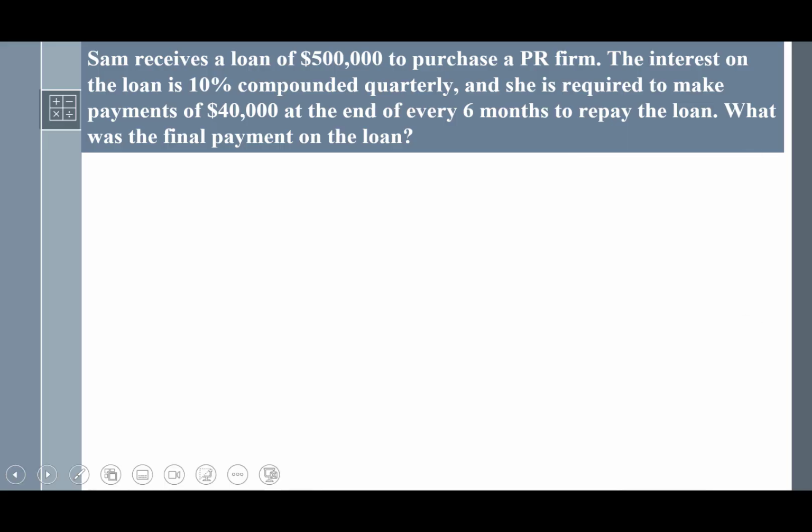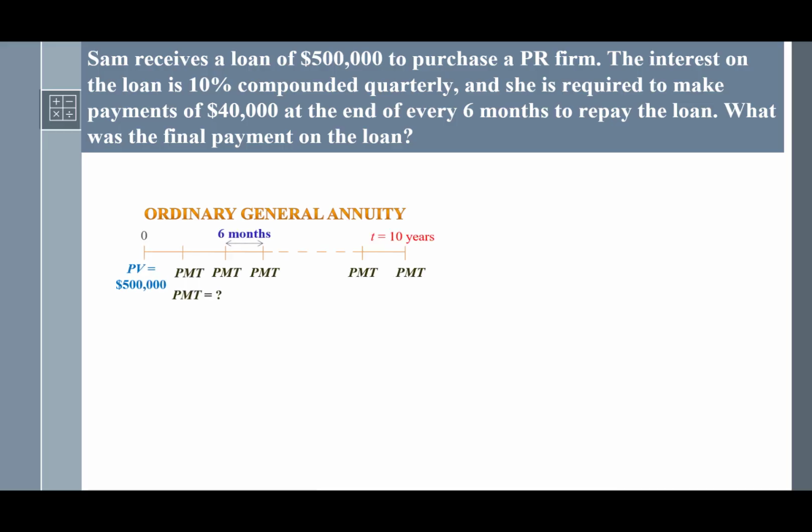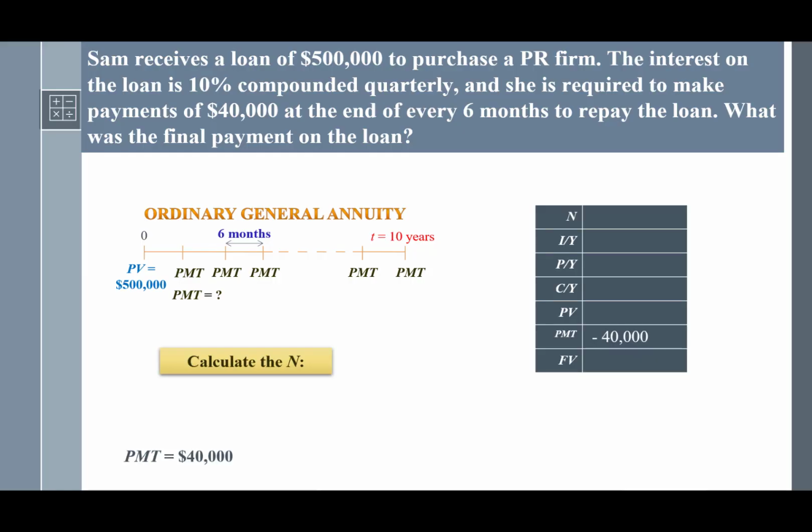Of course, we have to find N first because we have PMT, we have present value, we have future value, which will be 0. So we're looking for N. We have to calculate N first before going to the amortization worksheet. How do we calculate N? We enter PMT as 40,000. Interest rate should be 10%. PY is 2. CY is 4 because it's compounded quarterly and we're making 6-month payments. Present value is 500 and the future value is 0.